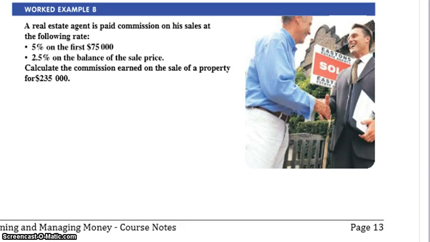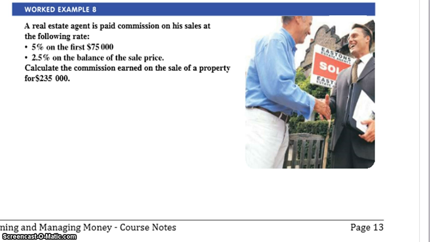A real estate agent is paid his commission on sales at the following rate. This person gets paid 5% commission on the first $75,000 of one sale, so not of all his sales. So he sells one house, he gets 5% of the first 75 grand. He then gets 2.5% on the balance of the sale price, so for the rest of it. Does that make sense?